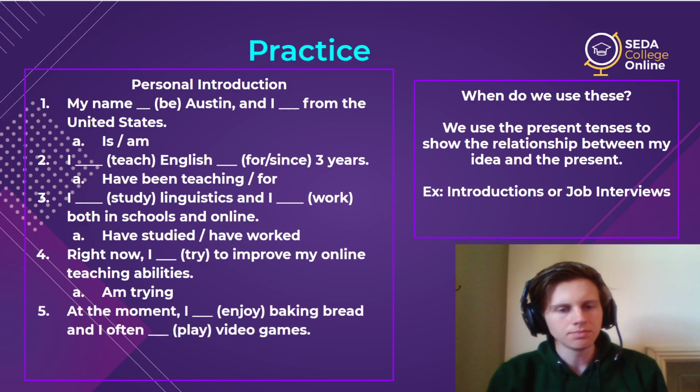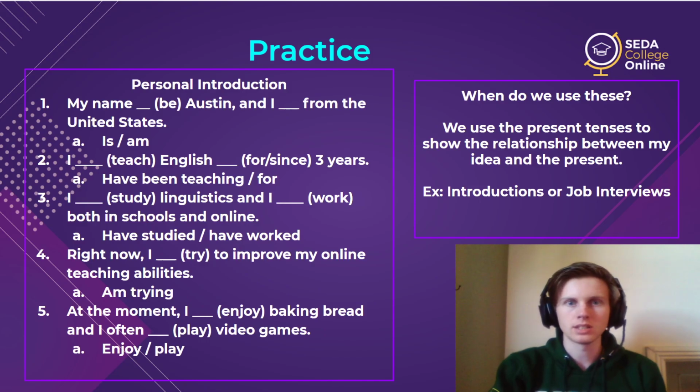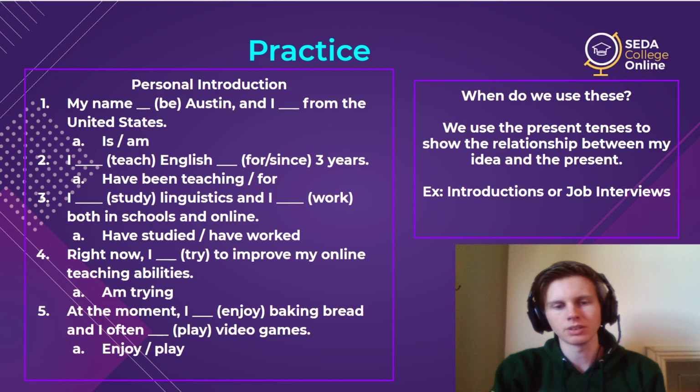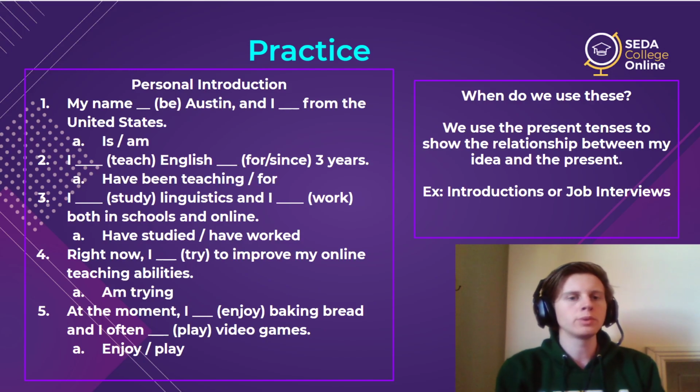And then finally, let's talk about some other things I enjoy. At the moment, I enjoy baking bread and I often play video games. It's me, my hobbies and desires, passions. And so what do I do to talk about these? Well, this is a description of things I do regularly, things I like. So I just use the present simple. At the moment, I enjoy baking bread and I often play video games. So this is what I wanted to show. This is how we really use these different present tenses.